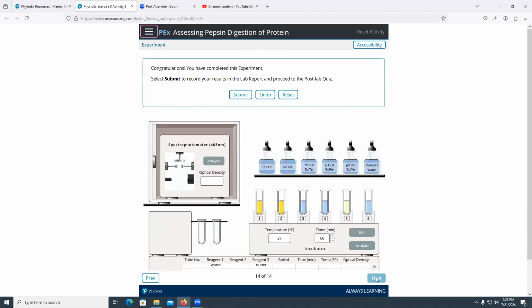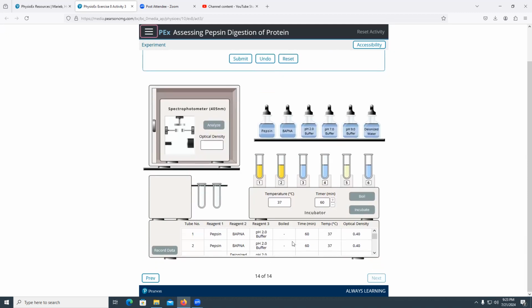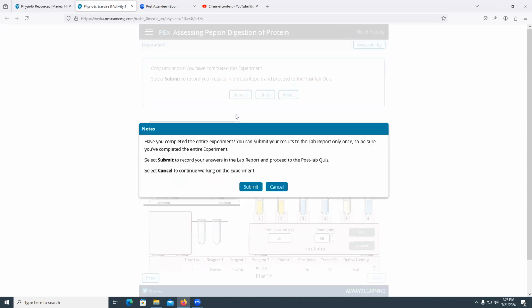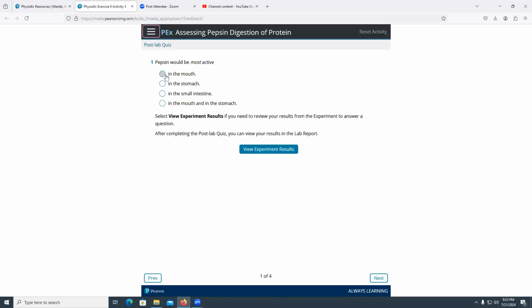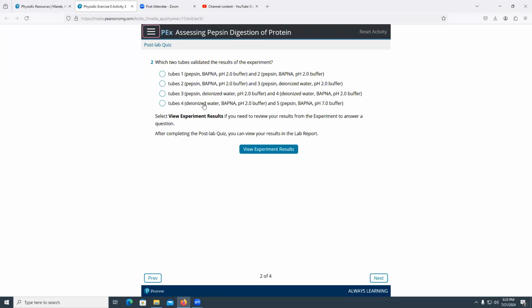Okay. So let's examine our results after we submit. We submit. Okay. Pepsin would be most active in the stomach. That's true. Which 2 tubes validated the results of the experiment? These are the control tubes. So obviously 3 and 4. Pepsin, deionized water, pH 2. And so this one has a substrate and no enzyme. This one has an enzyme and no substrate. They validated the experiment.